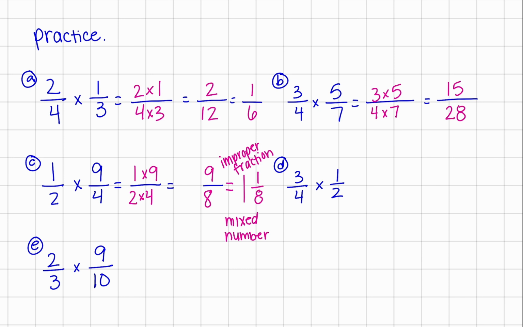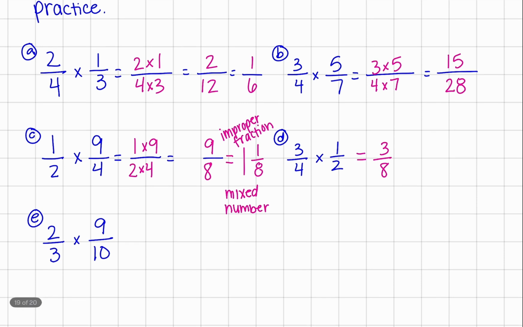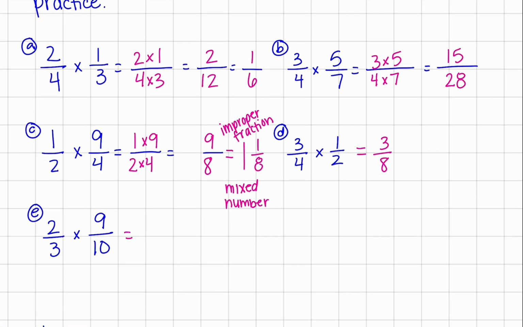Try D and E on your own. Come back and check your work. Pause the video. You should have gotten 3/8. And this one you should have gotten 18/30, which simplifies down to 3/5, as both are divided by 6. Sorry.